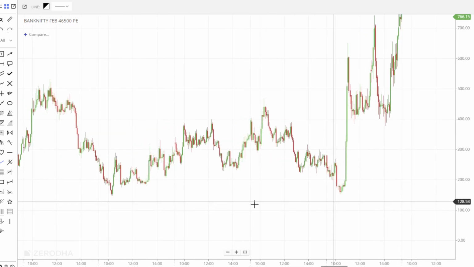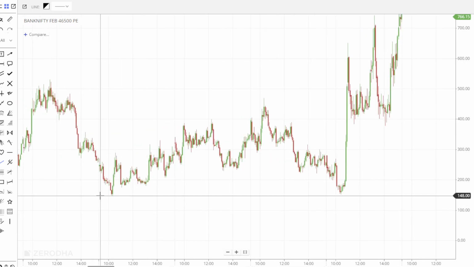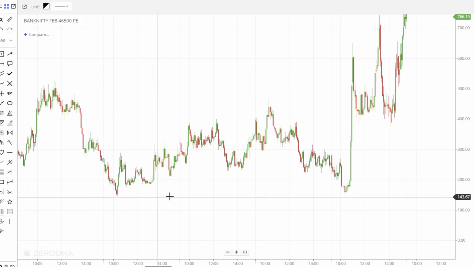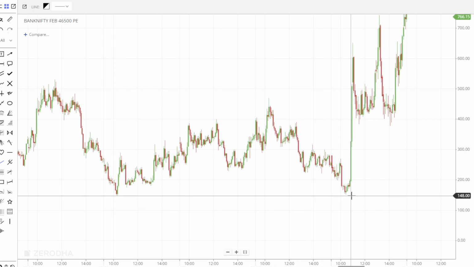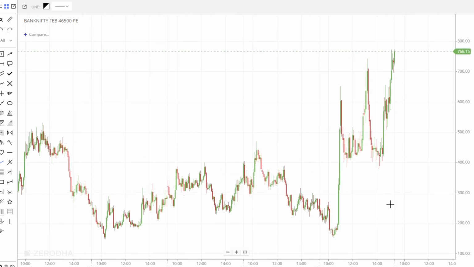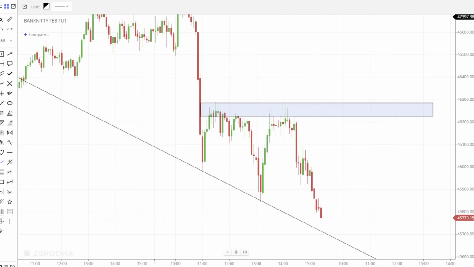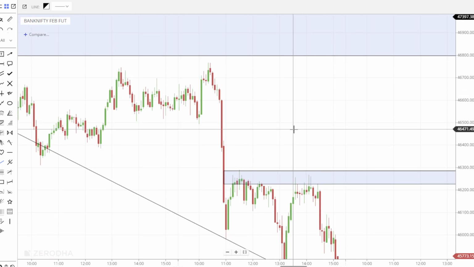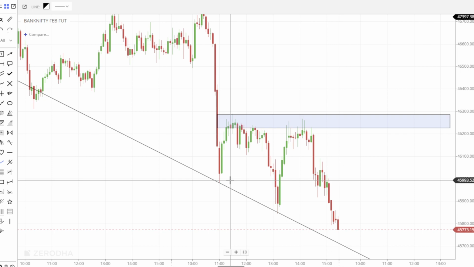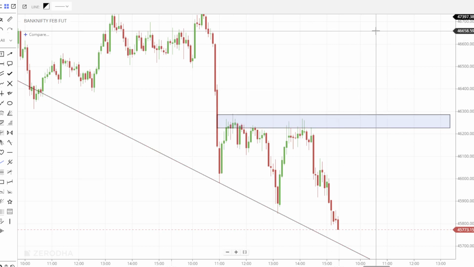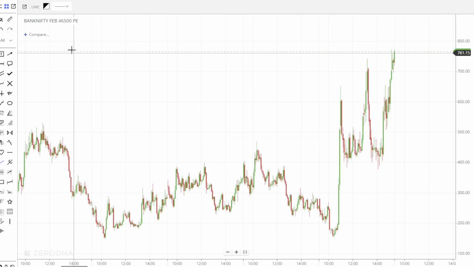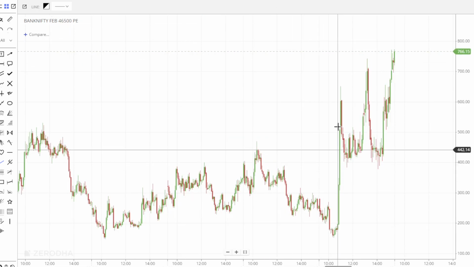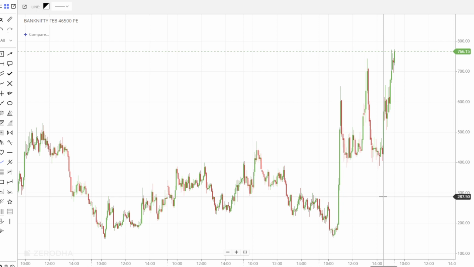So what happened here? Price exactly reached the previous support. From 150, price went back to 750. This is the 46,500 put option. Why did it happen? Because price reached 46,700 and suddenly it fell to the 46,000 range. So what happened? The 46,500 put shoots up to the skies.